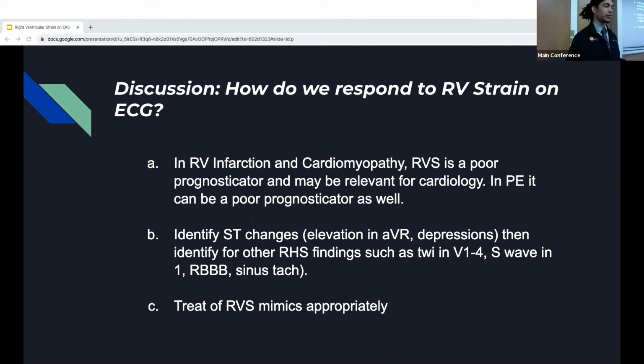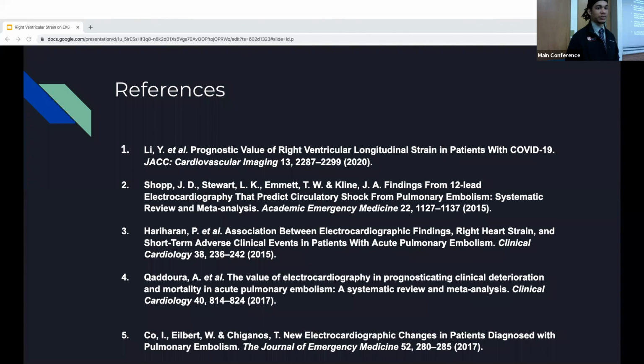But I think when you go through your EKG, still do your rate, rhythm, axis, intervals, look at your ST changes, and then start trying to piece together whether there's RV strain on this EKG. And beware of overlaps. There are overlaps in some of these findings on EKG, and they can be some of your RV strain mimics. So keep your differential broad. These are my references. Some really good studies, some arguing with each other, and it was a good literature review.